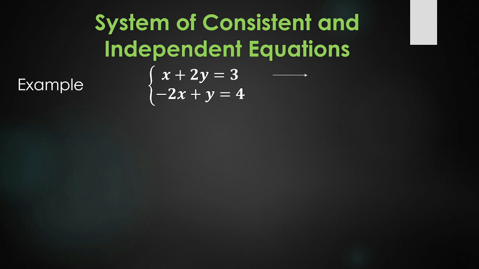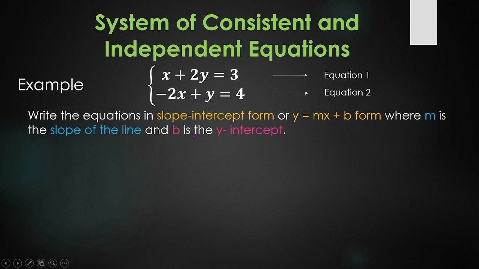Let x plus 2y equals 3 be the first equation, and negative 2x plus y equals 4 be the second equation. Now, how do we know if the given system is consistent and independent? We are going to use the slopes and the y-intercepts of the given equations in the system to determine the kind of system. To do that, we are going to write the equations in slope-intercept form, or the y equals mx plus b form, where m is the slope of the line and b is the y-intercept.